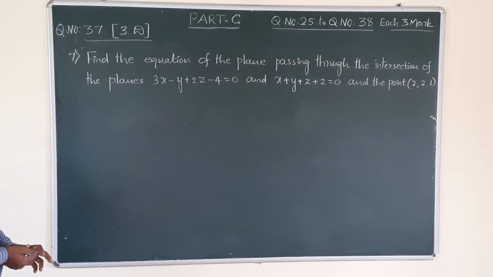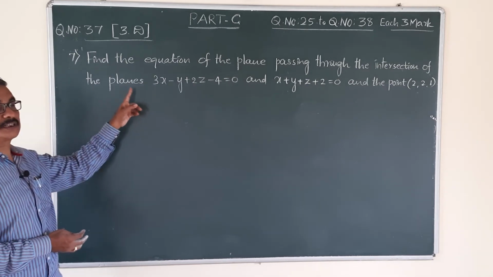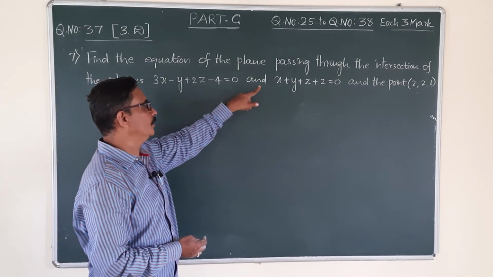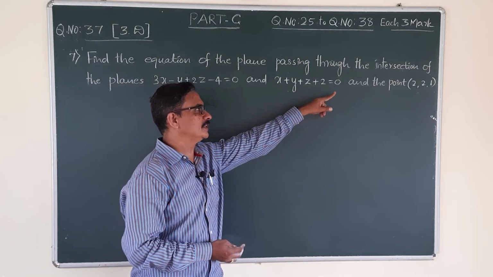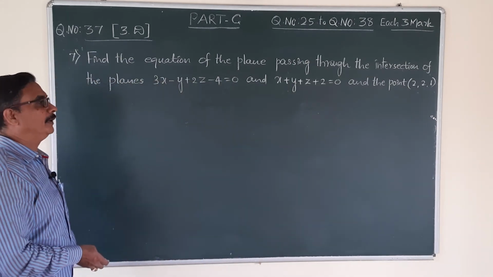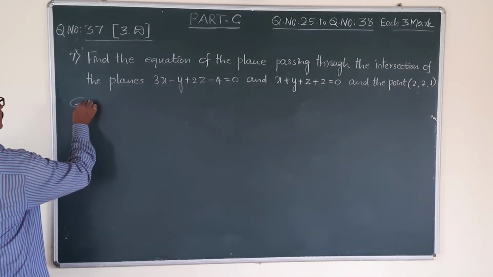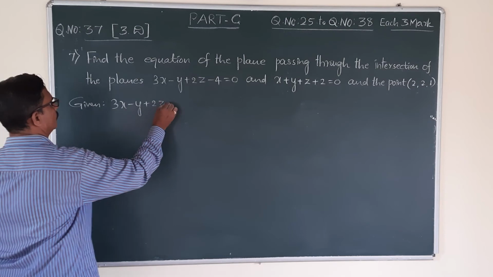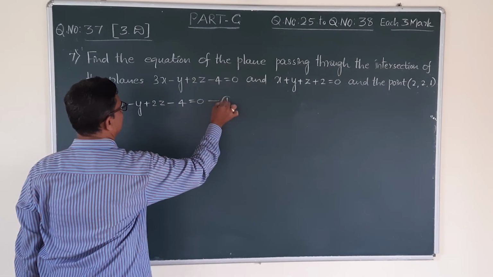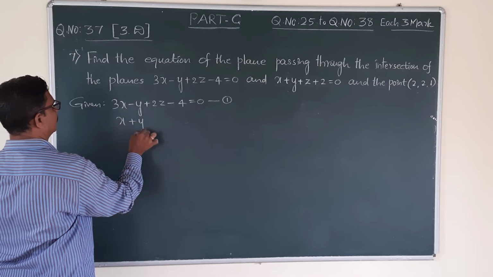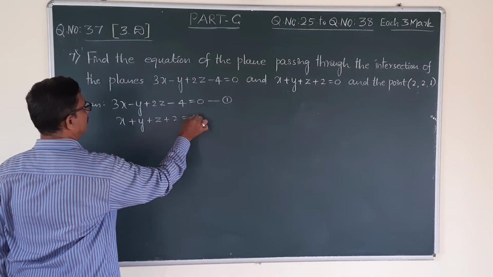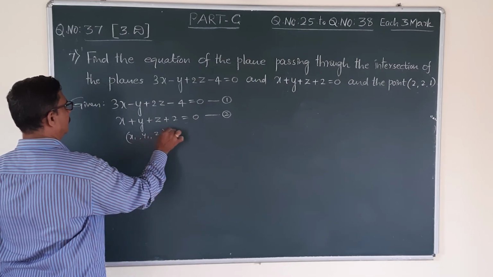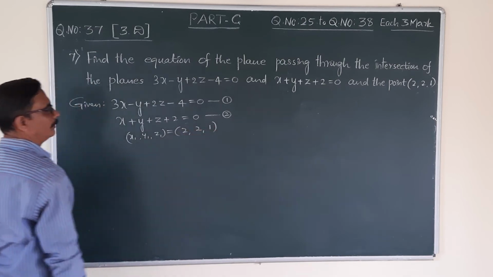Find the equation of the plane passing through the intersection of two planes 3x minus y plus 2z minus 4 is equal to 0 and x plus y plus z plus 2 is equal to 0, and the point 2 comma 2 comma 1. Very simple problem. Given data: 3x minus y plus 2z minus 4 is equal to 0 is the first plane. Second plane x plus y plus z plus 2 is equal to 0. And the point x1, y1, z1 that is given, 2 comma 2 comma 1.